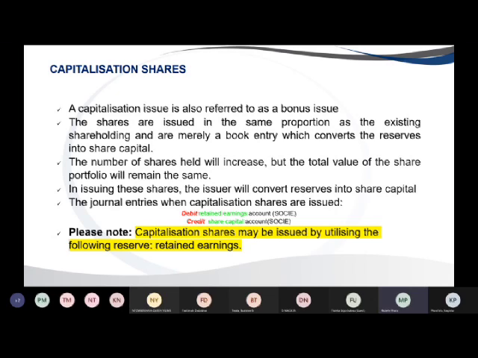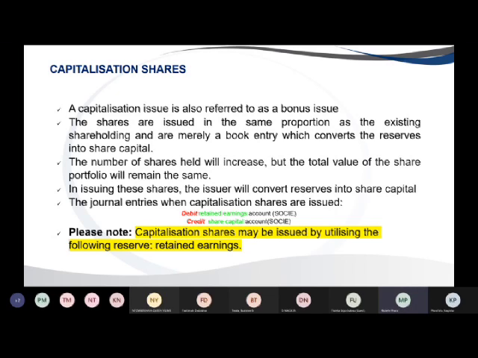Is it in an exam? It's most likely, because remember what I said in the slide where I deal with the recording. The issuing of shares and the issue of capitalization shares should be one of the topical issues. A capitalization issue is also referred to as a bonus issue. What they're trying to do here is that the shares are issued in the same proportion as the existing shareholding and are merely a book entry. So there's nothing much happening other than the book entry. This normally happens where a company has so many reserves and now they want to convert that into shares.